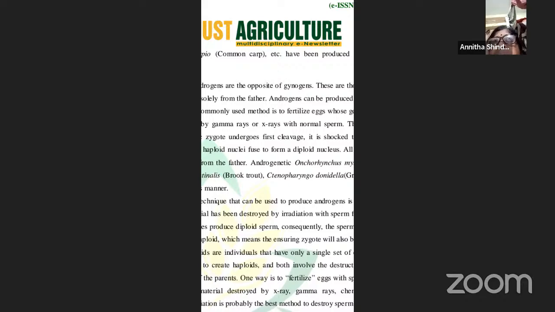So what happens? The zygote will not have the chromosomes from the mother. It will have only from the father's. Yes or no? Why? Because the egg is destroyed. The egg is inactive, so the chromosomes from the mother will not be transferred to its offspring. Yes or no? Yes.